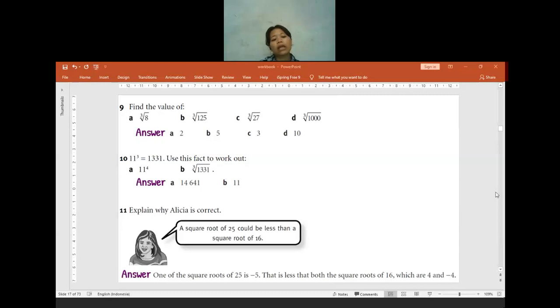Question 10, 11 to the power of 3 is equal to 1331. If it is 11 to the power of 4, you just need to take 1331 and multiply it by 11. Later the answer will be 14,641. So later please check if maybe you made a wrong calculation when multiplying the big number or not. You can check it. It is your homework. And then for cube root of 1331, the answer is 11, because 11 to the power of 3 is equal to 1331.